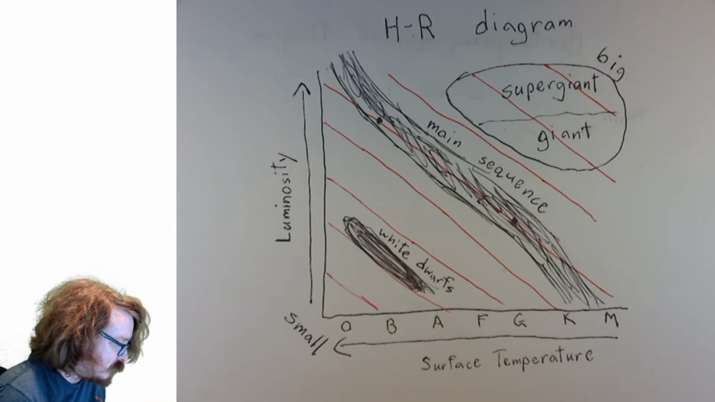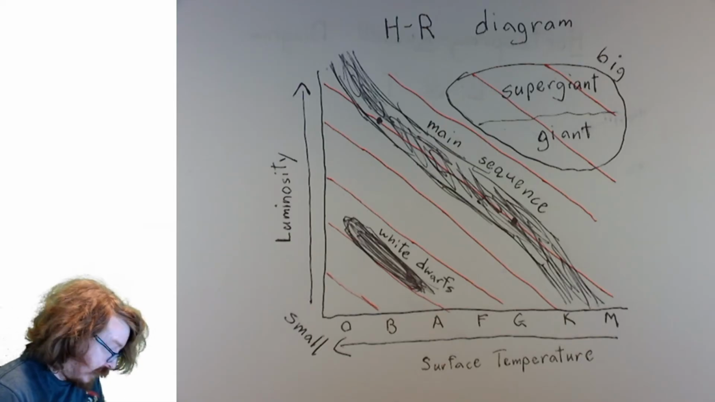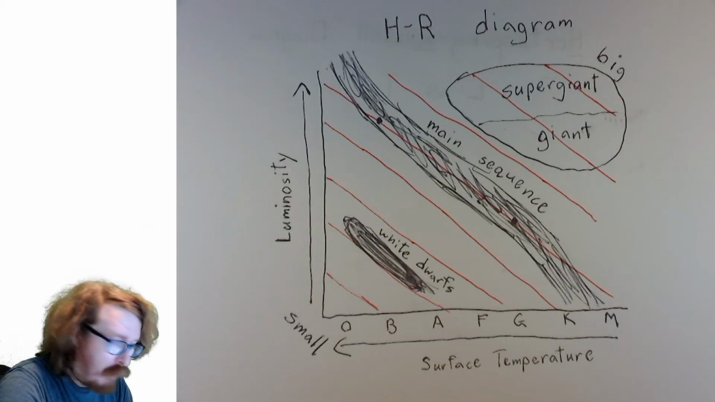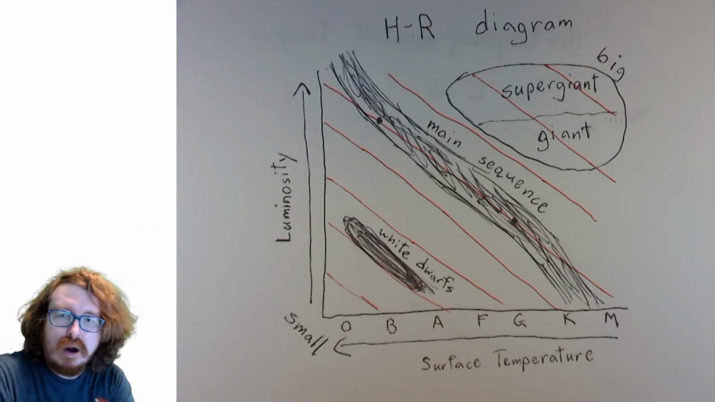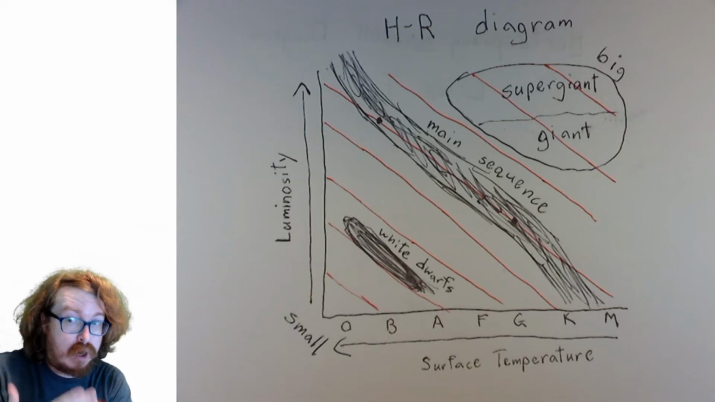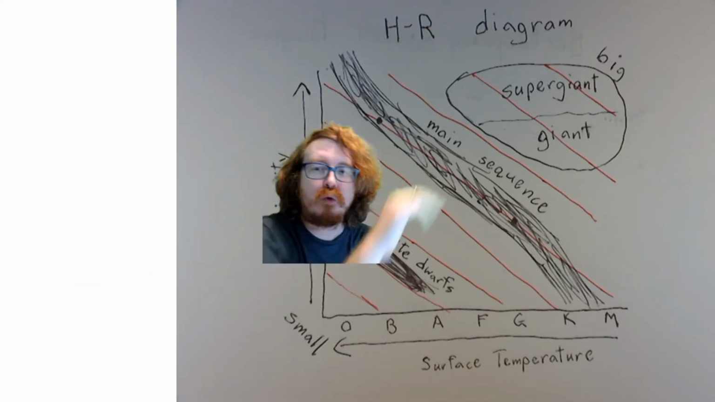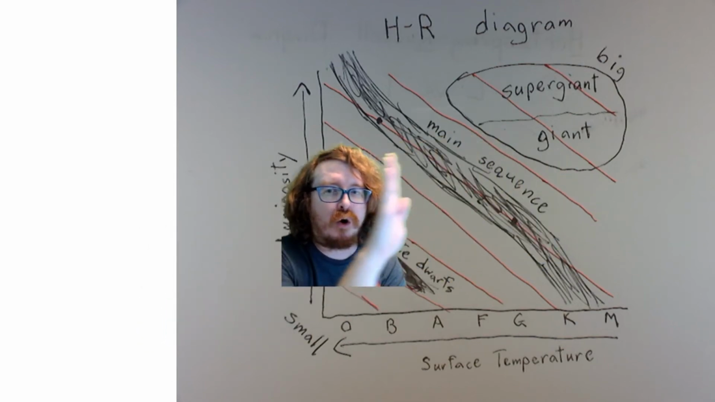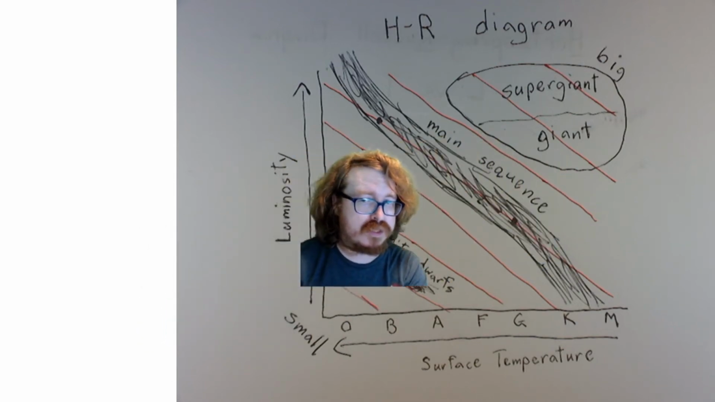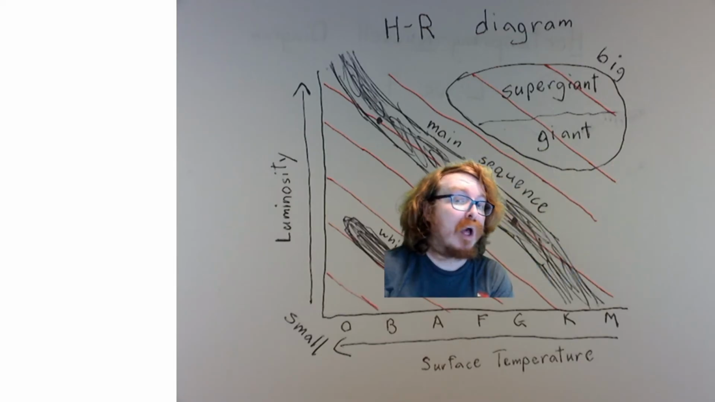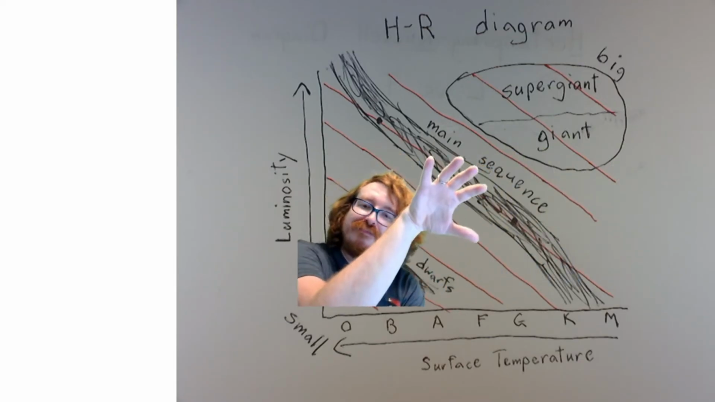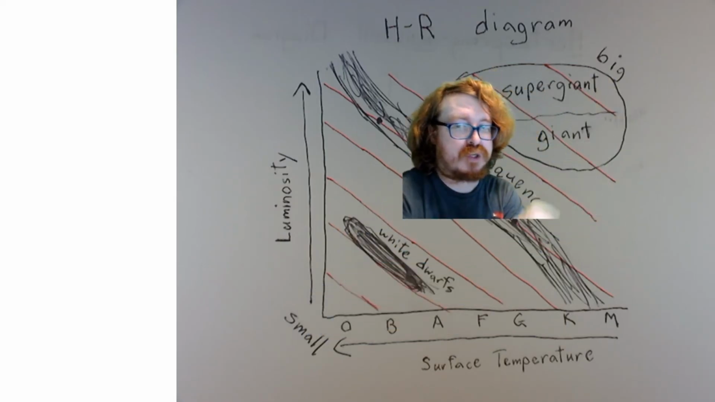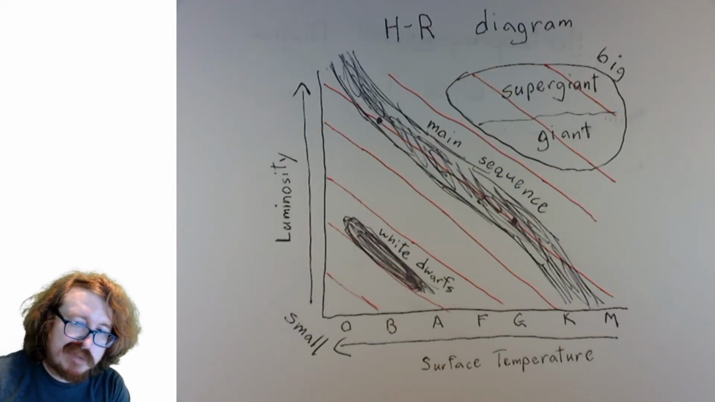Now, that's basically the HR diagram. Important things to remember again are where are the bright stars? At the top. Where are the dim stars? At the bottom. Where are the hot stars? On the left. Where are the cold stars? On the right. Where are the small stars? Towards this corner. Where are the big stars? Towards this corner.